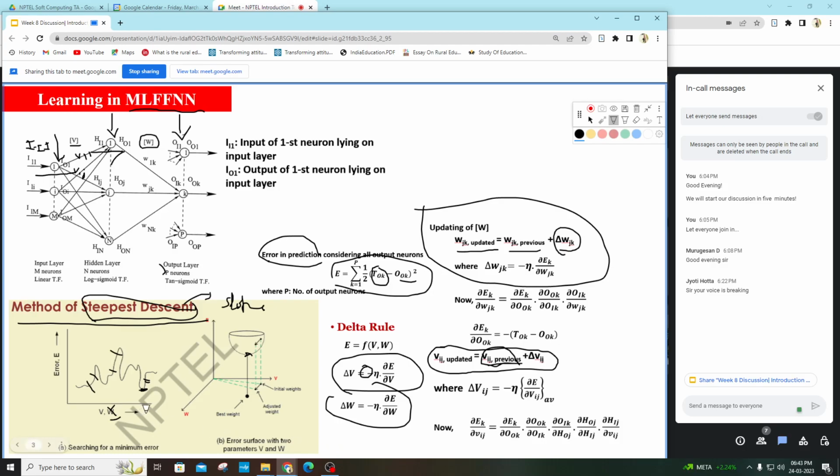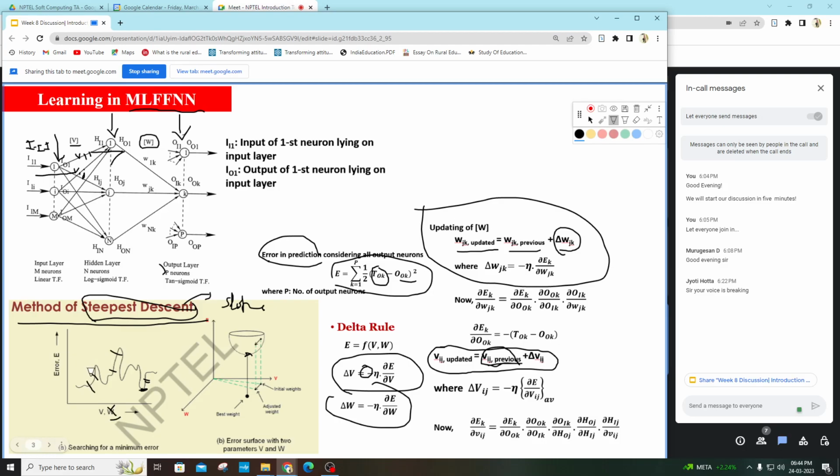Sir, in this graph, what are we searching? We are searching for error. What we are doing is trying to update the weights, Vij updated and Wj updated. This is the graph, the relationship of weight with error.